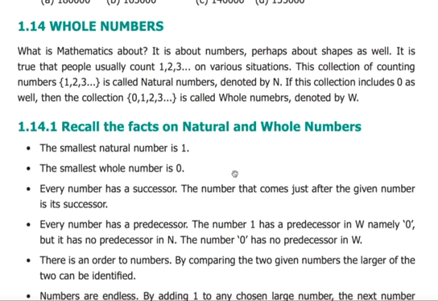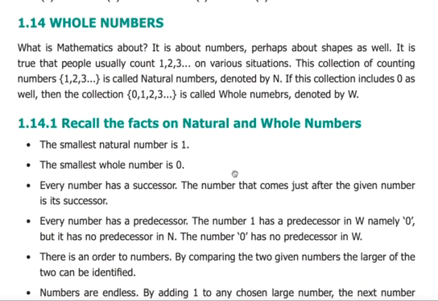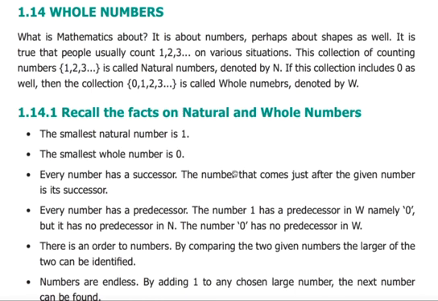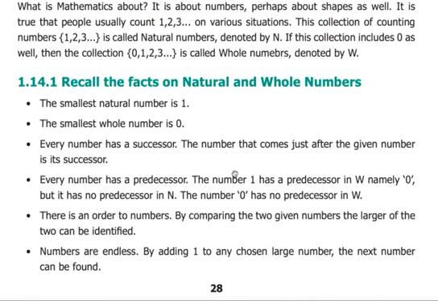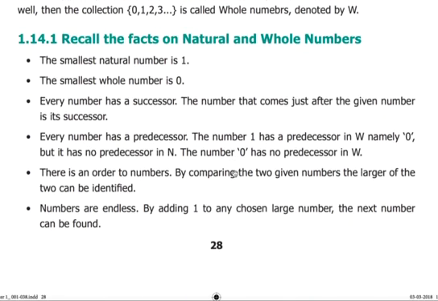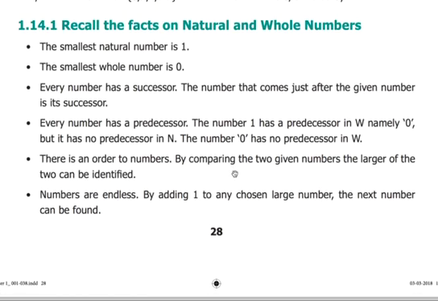Whole numbers. What is mathematics about? It is about numbers, perhaps about shapes as well. It is true that people usually count 1, 2, 3 in various situations. This collection of counting numbers 1, 2, 3 is called natural numbers, denoted by N. If this collection includes 0, then the collection is called whole numbers, denoted by W. Recall the facts on natural and whole numbers. The smallest natural number is 1. The smallest whole number is 0.